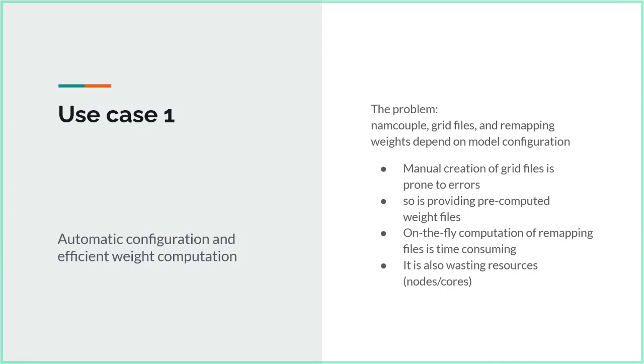As far as the remapping weights are concerned, you just don't provide them, and Oasis will compute them for you by script at the beginning of the run. But that doesn't work very well because it takes a lot of time and also resources, mostly because when you start the model, your number of nodes and OpenMP threads is not really optimized for the weight generation.